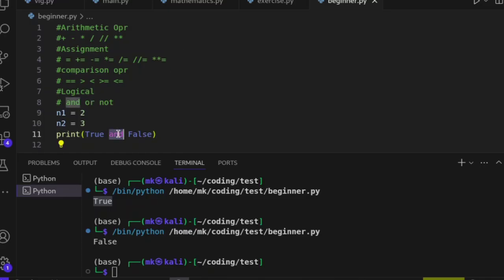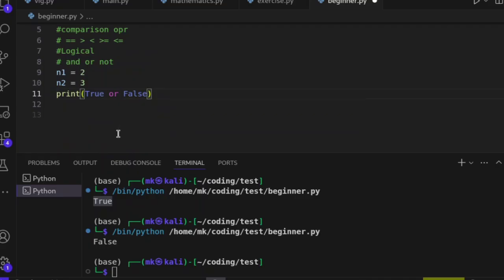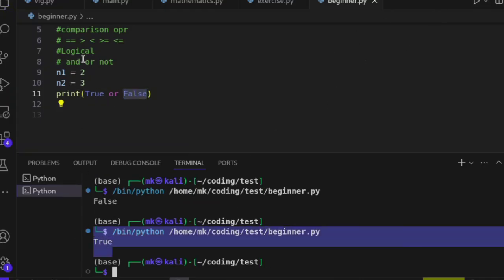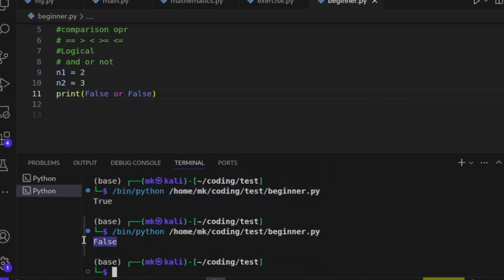Then we have or, and or is going to give us true if one of those values is true. For example, if this one is true and this one is false, then it's going to give us true. If we run it, it's going to show true. It only gives us false if both of them are false. We run it, and it's going to give us false because both of them are false.